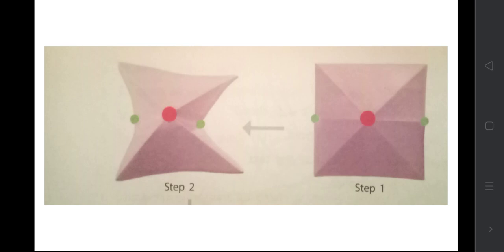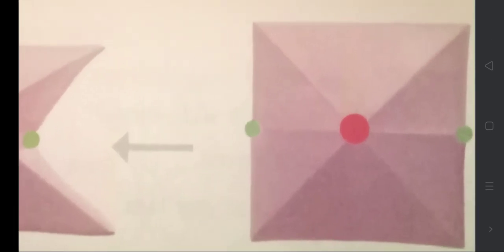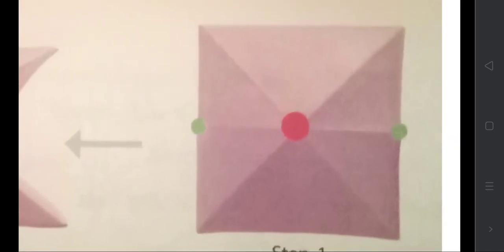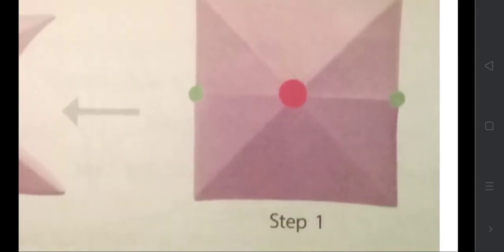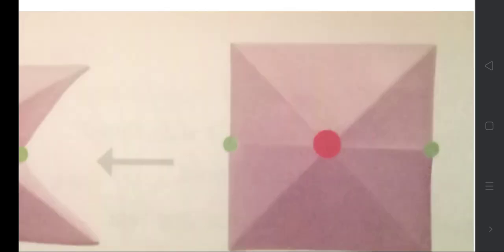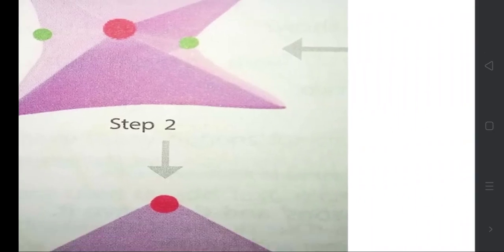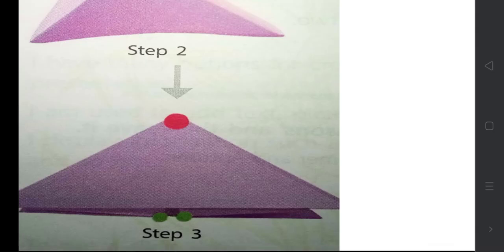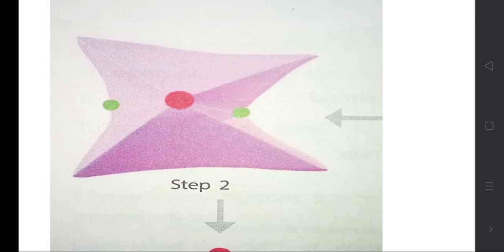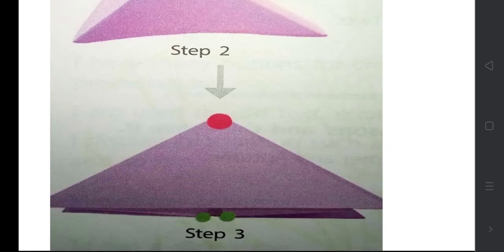See the rectangular paper, square paper. It is a square paper. We have to fold. We are folding in this way. After folding, see this, like this it should be. Then after step 2, you have to fold like this. It means this kind of a paper should become like this.